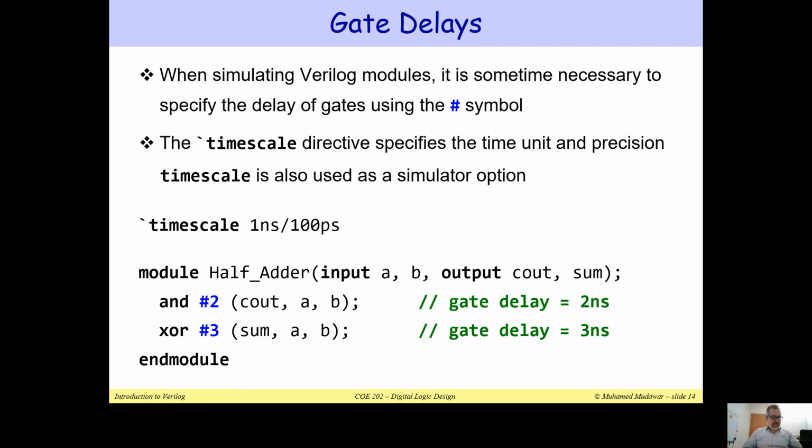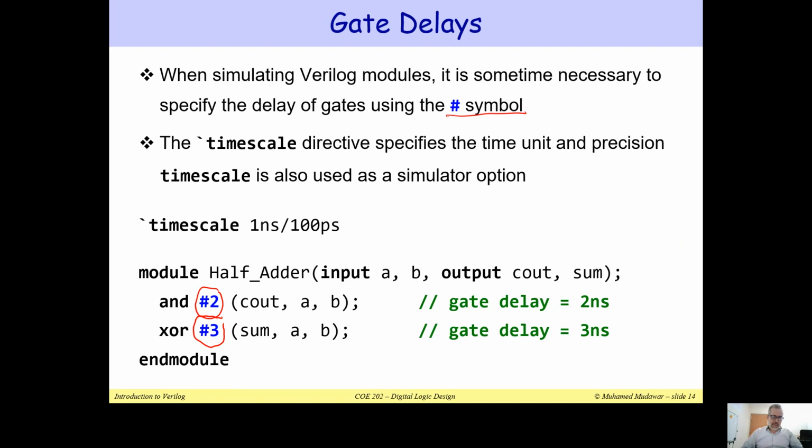So let us go back to the example about the half adder. We only had two gates, an AND gate and an XOR gate. That was the half adder module. Now, if you want, the delay of the AND gate is shown here, which is #2. It means 2 time units. And the delay of the XOR gate is shown here, which is #3. So we use the hash symbol to specify the delay of a gate. This is very useful when you would like to simulate circuits and see the delay.